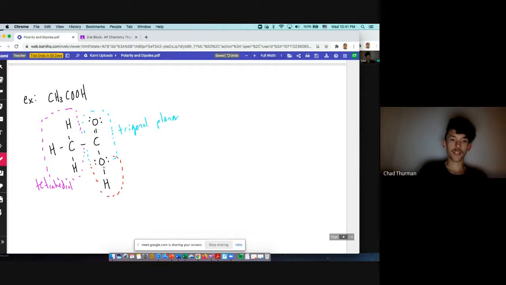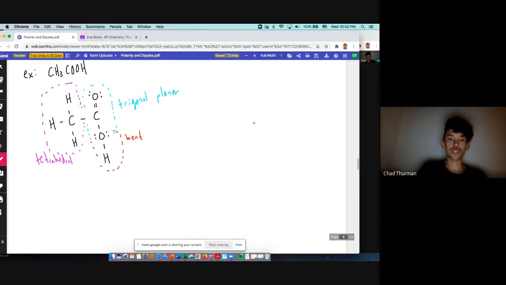This oxygen here, it has 4 electron domains, but 2 of them are lone pairs. AX2E2, that's bent. Why do I care about this? Because I'm trying to figure out if this molecule is polar. I've got to figure out the shape of it first. For an extended molecule like this, you have to break it down into regions. Think about one central atom at a time.